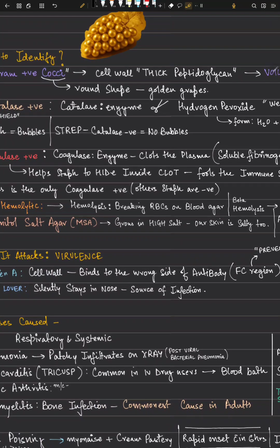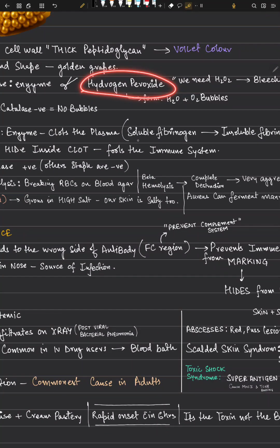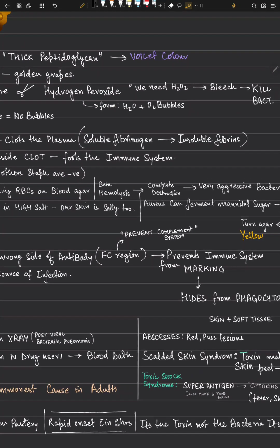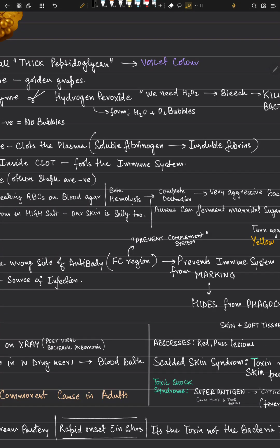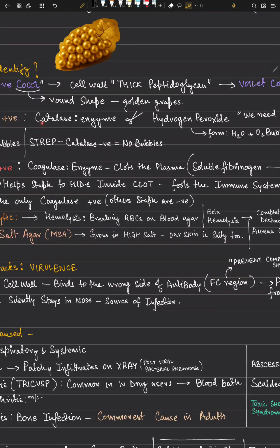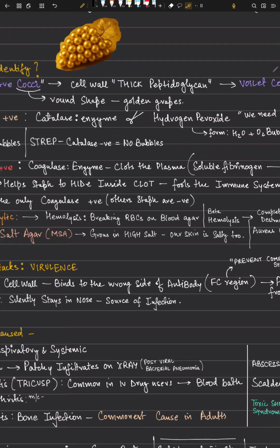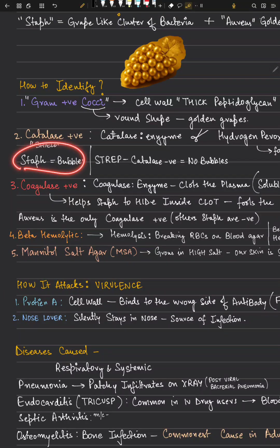So if a bacteria can make catalase that breaks down hydrogen peroxide, we won't be able to make bleach. So that's how it can stay in our body. With the help of catalase, this bacteria makes water plus O2 bubbles from hydrogen peroxide. So Staph makes bubbles and strep makes no bubbles. So strep is catalase negative and staph is catalase positive.